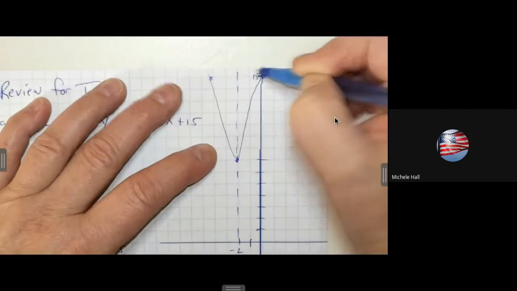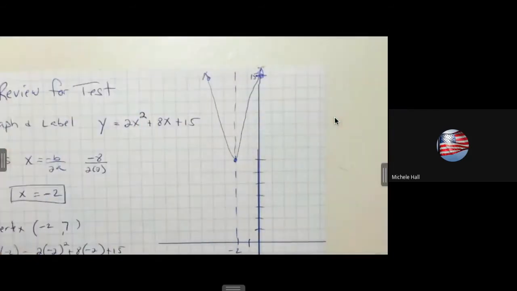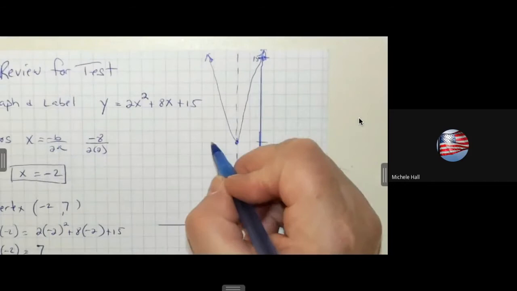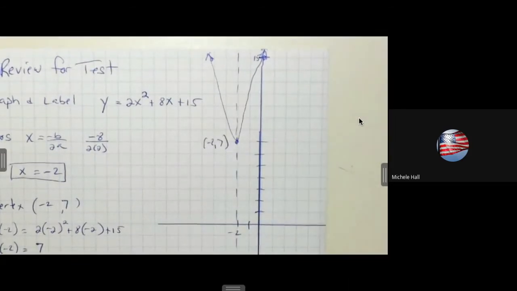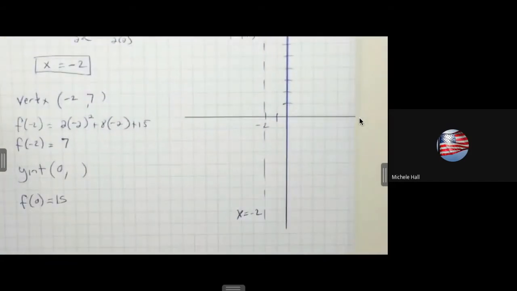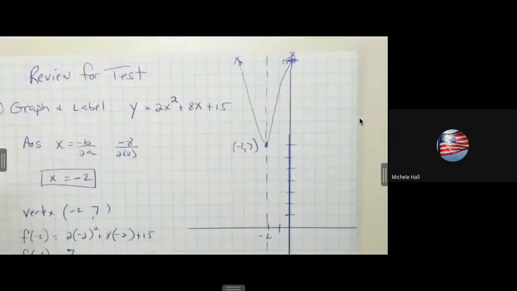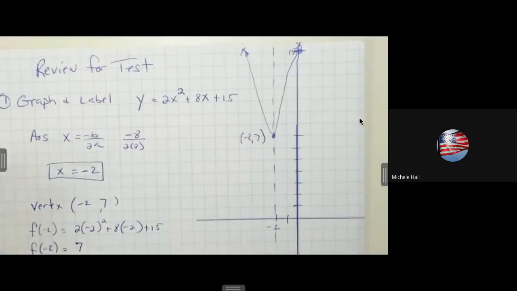Remember, the parabola is not going straight up and down. It is going out. Then my vertex needs to be labeled negative 2, 7. My y-intercept is labeled with the number 15 up there. I've got my AOS labeled with my equation, x equals negative 2, way down at the bottom. What are some other questions that we can answer to know this function fully?